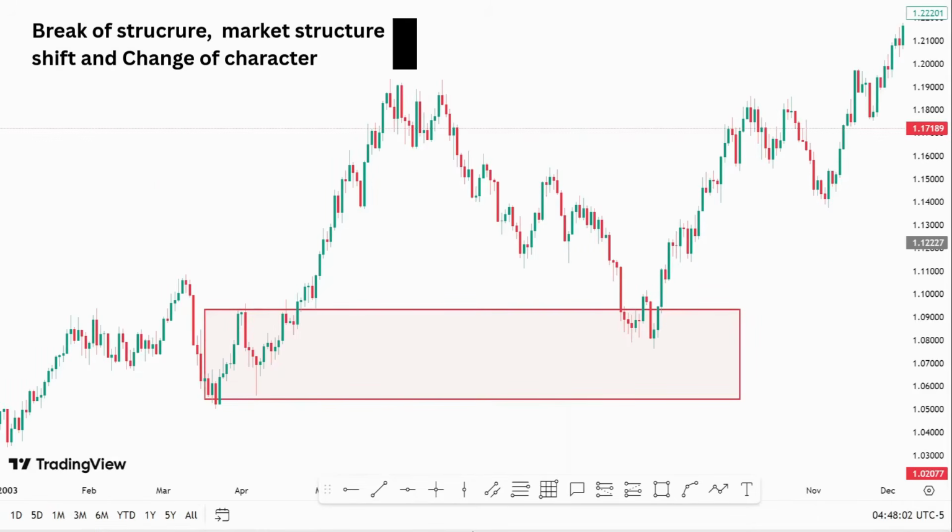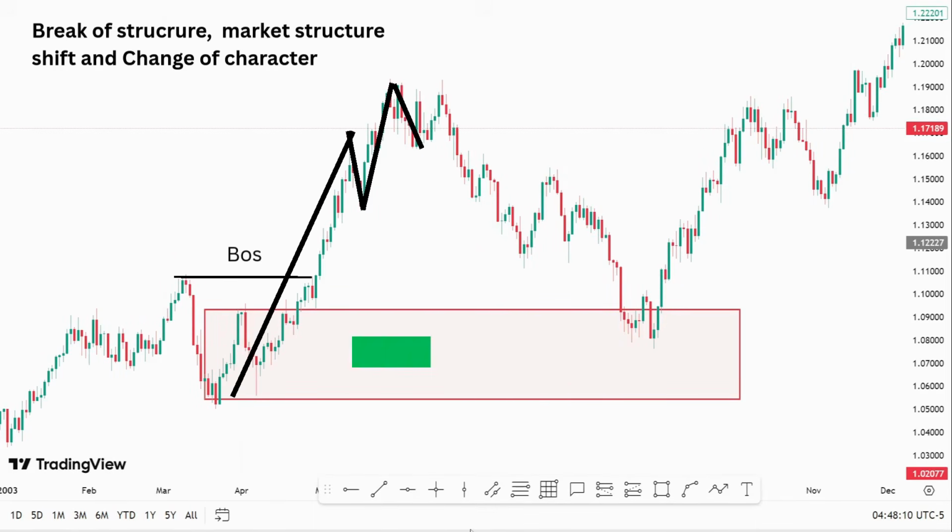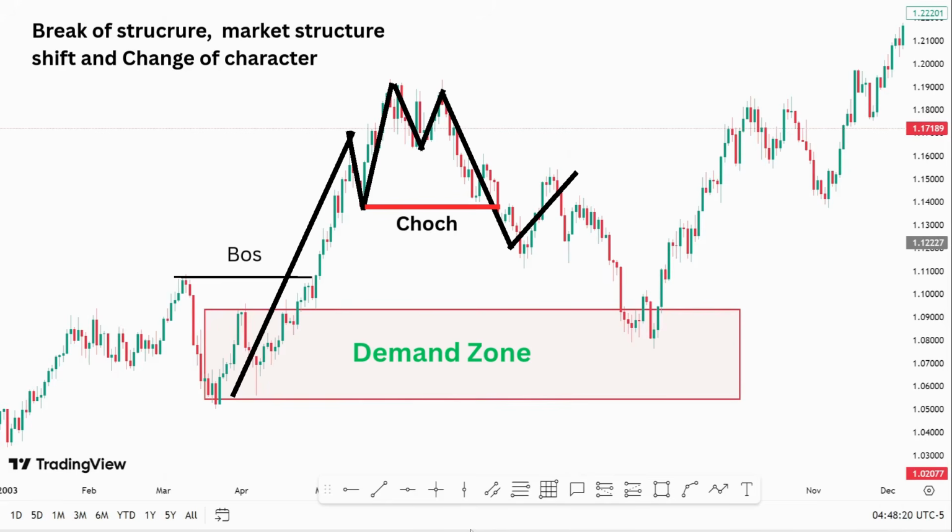The next condition is a break of structure, market structure shift and change of character. Looking at this chart, price broke the recent structure, validating this level as a key demand zone. When price breaks structure in the opposite direction of the trend, that creates a change of character. In addition, if price breaks the structure level after the change of character, that forms a market structure shift, indicating a shift in price delivery.